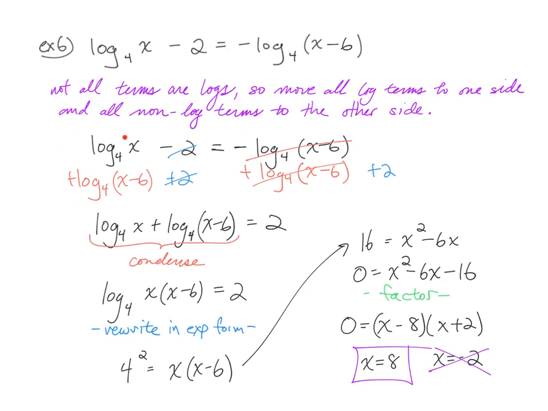I just rewrote the equation that was here and showed how you can do that. To get rid of a negative log, we add it to both sides. To get rid of a -2, we add it to both sides. So on the right side, we're left with a 2.